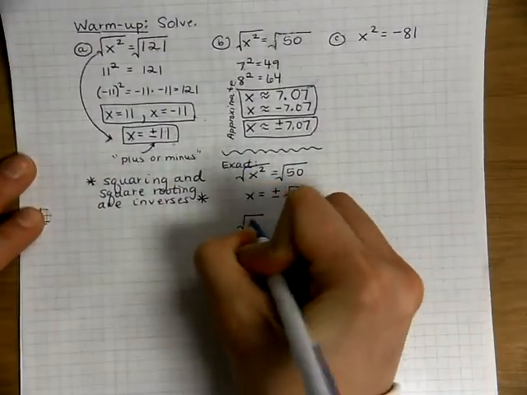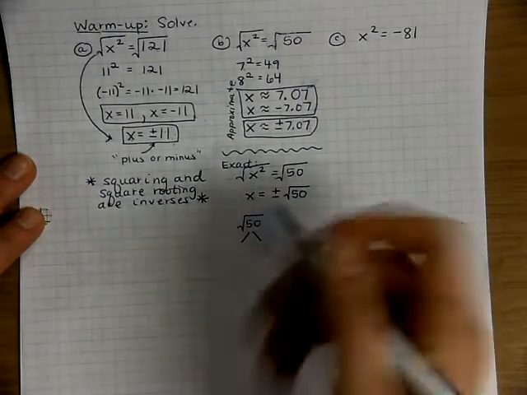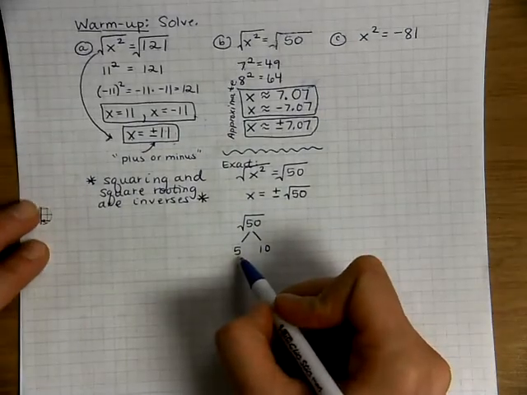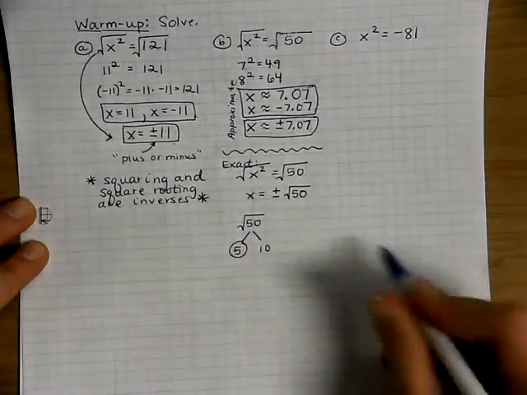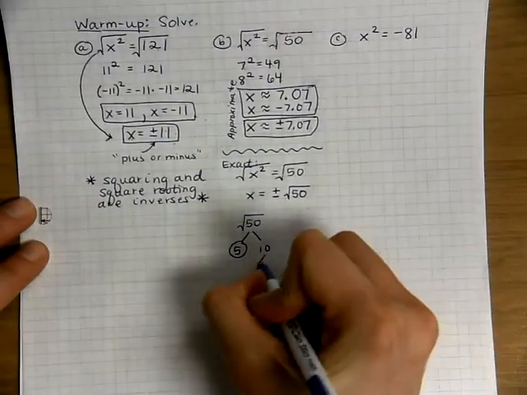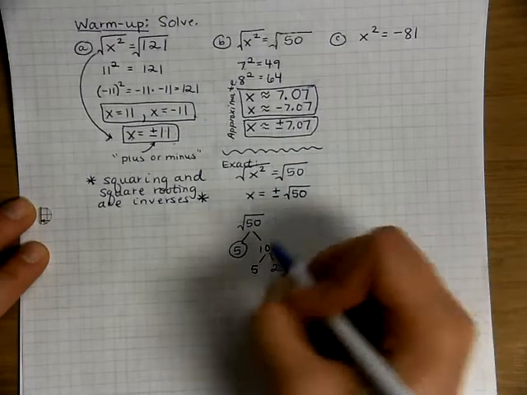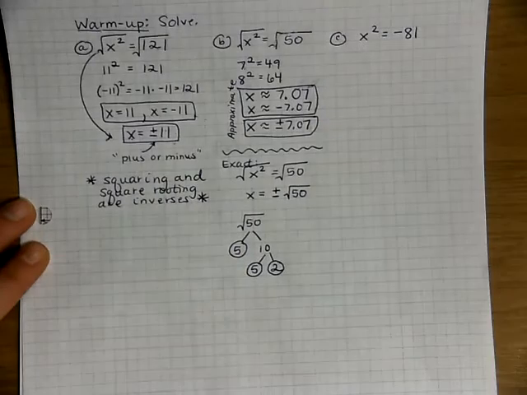I have the square root of 50. There are a lot of things that multiply to be 50. In my head, I think 5 times 10. Now I'm thinking, what multiplies to be 5? Well, 5 times 1, and 5 is a prime number, so I'm going to circle that. Now 10 is not a prime number. I know that 5 times 2 is 10. 5 is a prime number, 2 is a prime number. Go ahead and pause this video so that you can finish simplifying this radical on your own.